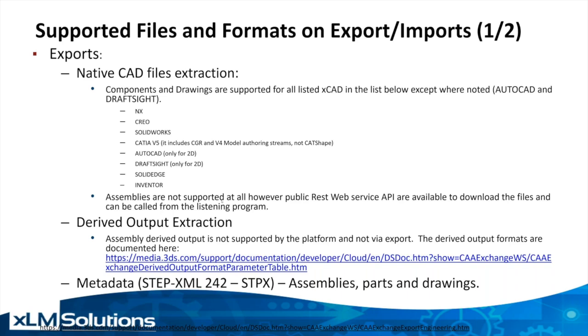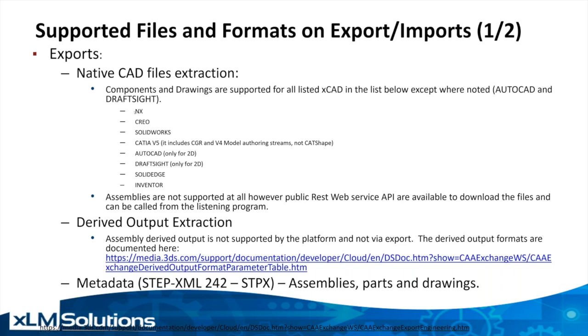So as far as the exports go, the native CAD file that can be extracted. The list at the top here, and we're dealing with the Power BI CAD types. You can see the list at the top. As far as these CAD types, you can extract parts and drawings. Obviously, AutoCAD and DraftSight are only 2D. For these CAD types, you can extract the parts and the drawings.